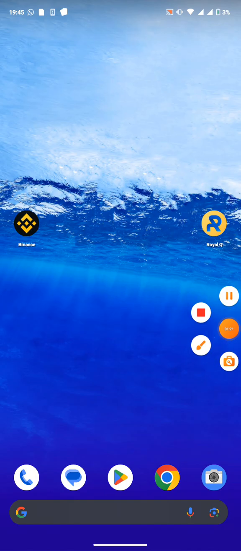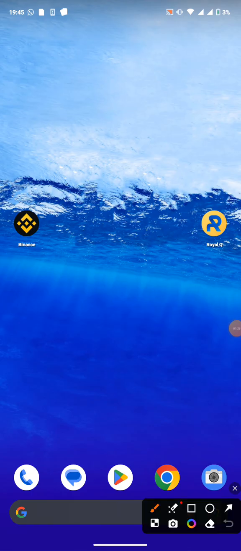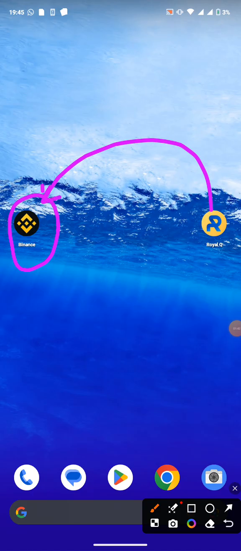First of all, I will talk about how we connect these two. RoyalQ will carry out trades, but the trades will be carried out inside your Binance account. So we shall connect RoyalQ to your Binance account through API binding. That is application program interface.